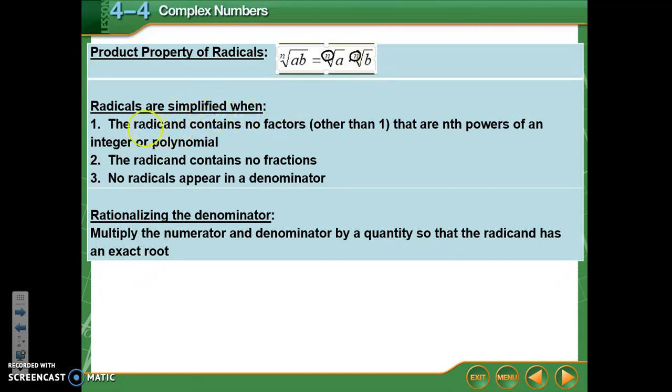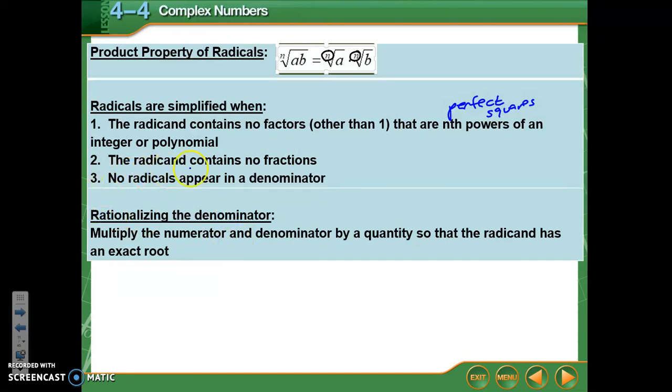So radicals are simplified when the radicand, meaning the number under the square root, has no factors other than 1 that are nth powers, or in this section we're going to be talking specifically about perfect squares of an integer polynomial. So we want to make sure there are no perfect square factors under the radical sign. I don't want any fractions in the radicand and no radicals in the denominator.